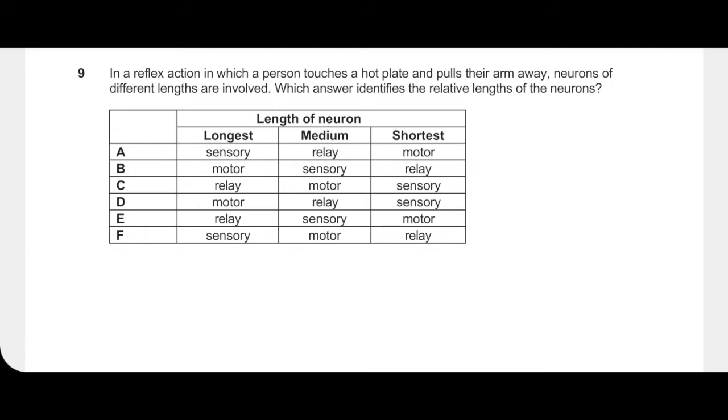So, the sensory neuron is the longest out of the three. So, anything that has something other than sensory neuron can be eliminated. The shortest neuron is going to be the relay neuron, so we could eliminate A. That leaves us with F, and the motor neuron is in between the two. And that's question number 9 completed.